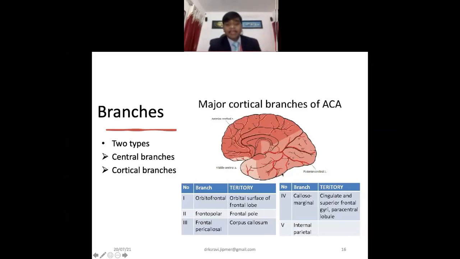When we see this diagram, the cortical branches are the orbitofrontal over here. You can appreciate, this is the orbital area. Initially, the orbitofrontal will cover the orbital surface of the frontal lobe. Similarly, we have the frontopolar, which will cover the frontal pole. The frontal pericallosal will cover this area, that is the corpus callosum over here. And then the callosomarginal will cover the cingulate sulcus. You see over here, this cingulate gyrus is there, and the frontal gyri and the paracentral lobule. So these are the different cortical branches from the anterior cerebral artery.